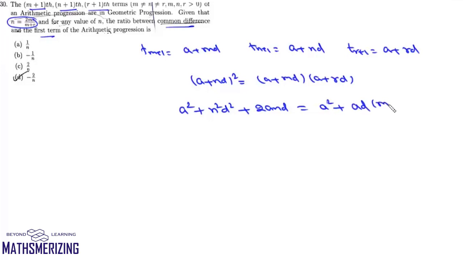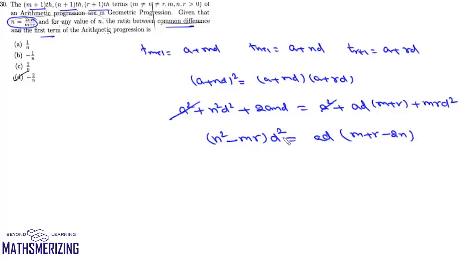ad, m plus r, plus m into r into d square. Now here a square will cancel. We can write this as n square minus mr into d square, and it will be equal to ad into m plus r minus 2n. Now here d will cancel. We can write d upon a as m plus r minus 2n upon n square minus mr.